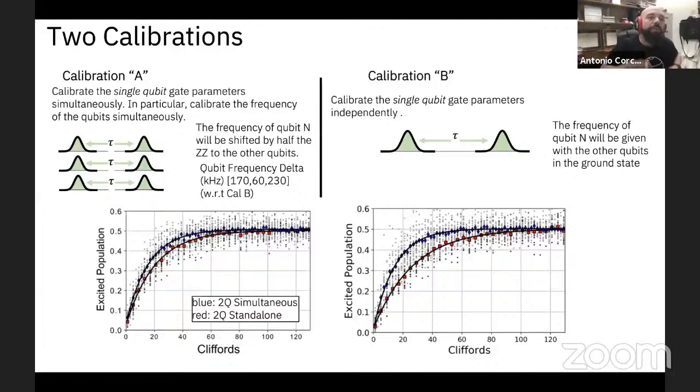So when you calibrate all the frequencies simultaneously, you are kind of distributing that error over the whole system, and you're essentially making that error a bit lower when you operate the system as a whole.